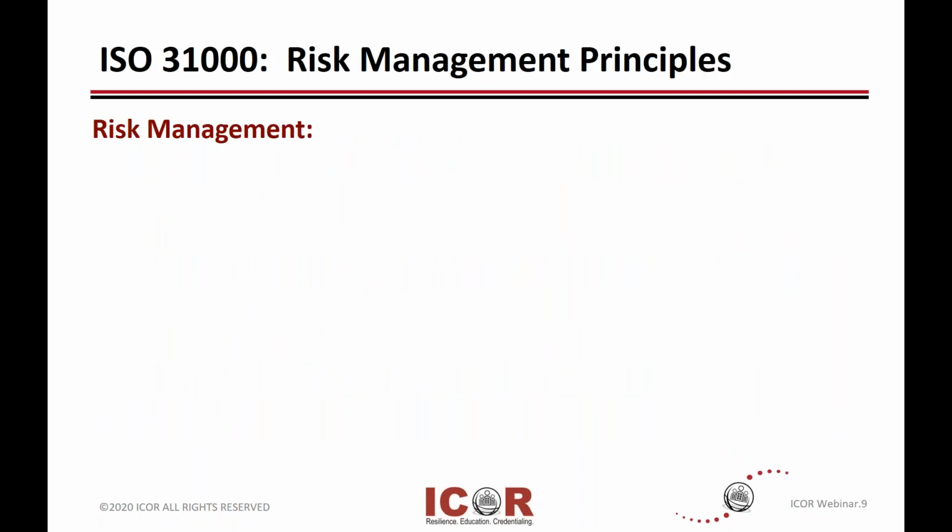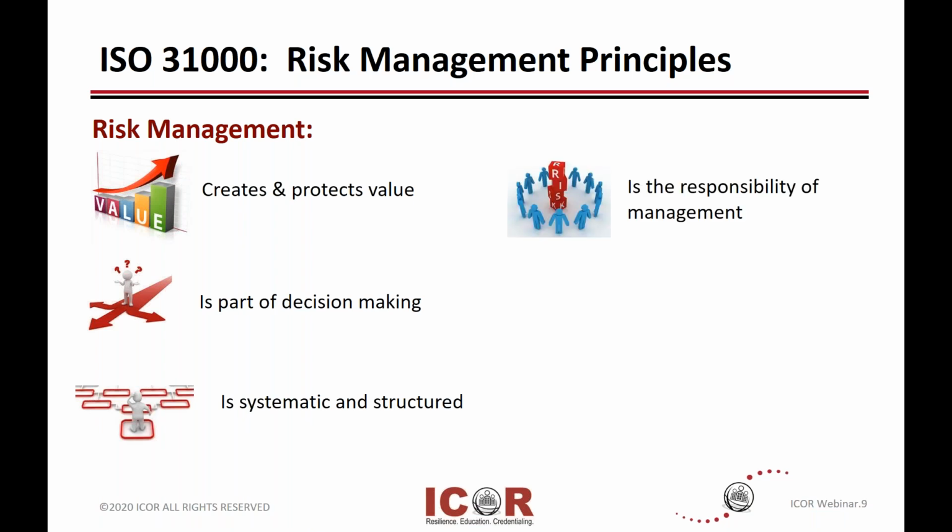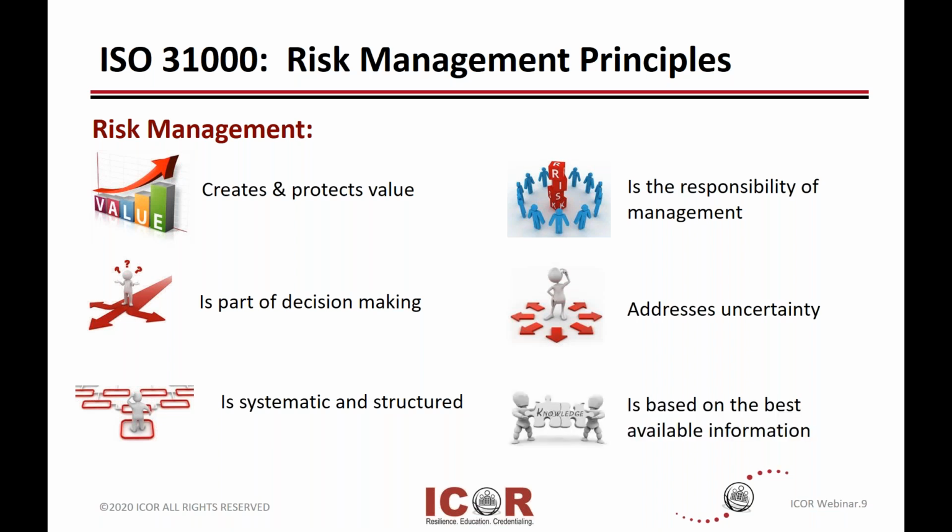ISO 31000 talks about some principles for risk management, including, of course, that it creates and protects value. It's part of decision making. It should be systematic and structured. It is the responsibility of management. Like we said in the definition, it's supposed to address uncertainty. And it's based on the best available information.